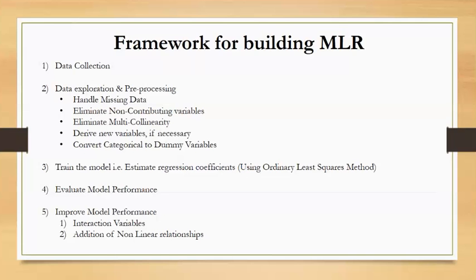The next step, you're going to train the model. Training the model means you're going to estimate the regression coefficients b0, b1, b2, etc. The method followed to estimate these regression coefficients is called the ordinary least squares method. We'll see what this is shortly. The next steps would be evaluating the model performance and then improving the model performance. A couple of techniques to improve the model performance are usage of interaction variables, addition of nonlinear relationships, etc. We'll see more of these in detail in the next video.